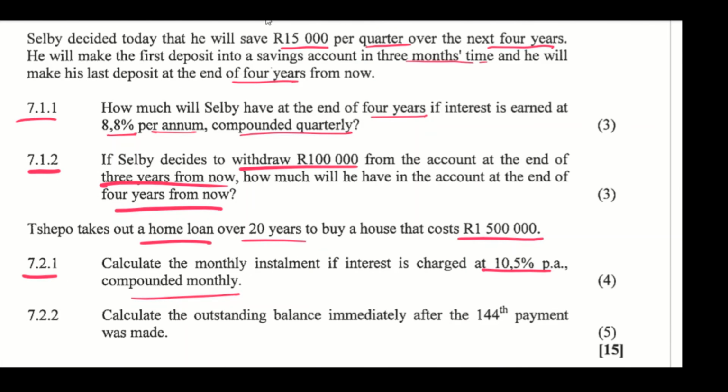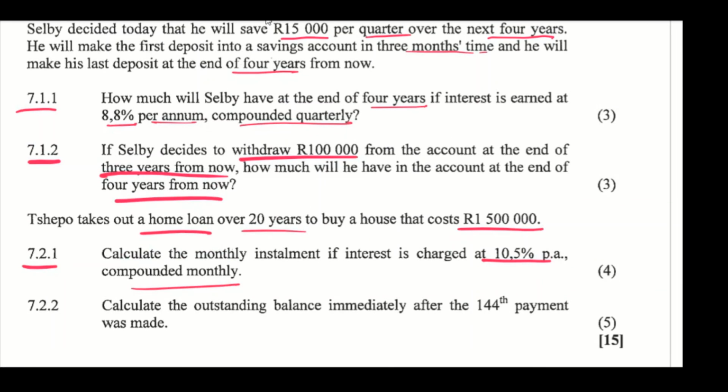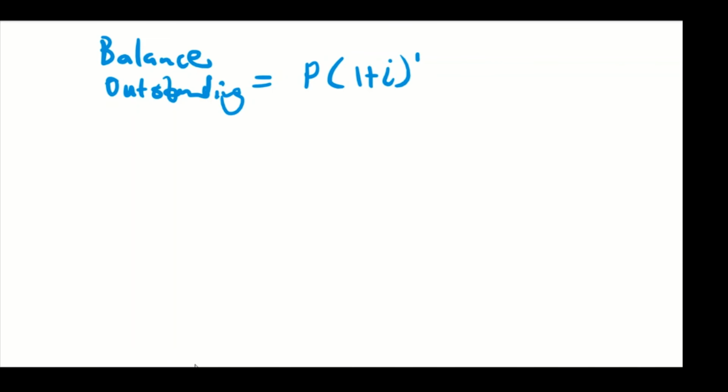So now we're going to do 7.2.2. So this one here, calculate the outstanding balance immediately after the 144th payment was made. So to find the balance outstanding, we're going to equate to the P into 1 plus i to the power of n, and then you minus the future value annuity, right? Future value annuity.